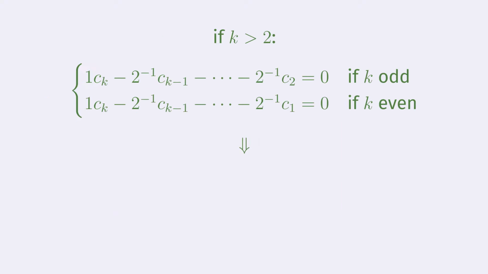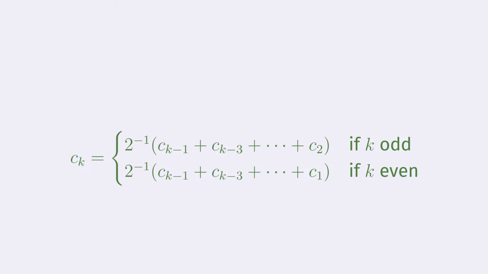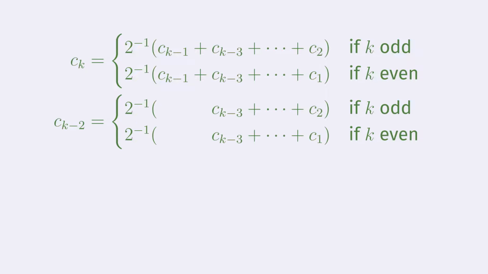In general, for the kth entry, if k is greater than 2, we get that Ck is equal to 2 inverse times Ck minus 1 plus Ck minus 3 plus Ck minus 5, etc., and ending with a C2 or C1 depending on whether k is odd or even. While we could use this sum directly, the trick here is to realize that the expression 2 inverse times Ck minus 3 plus Ck minus 5, etc. is simply Ck minus 2.